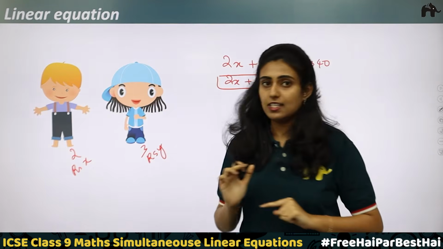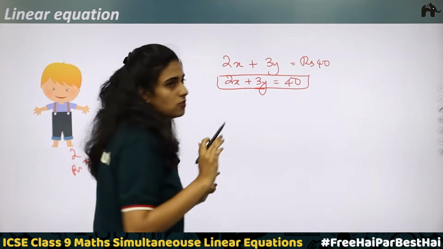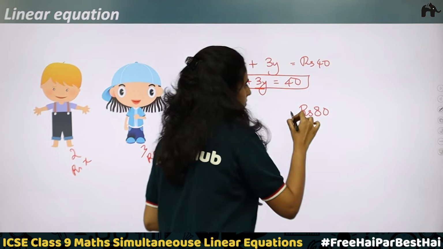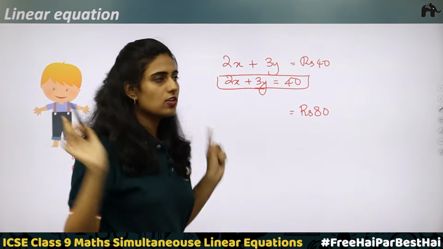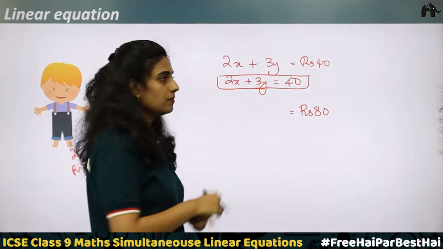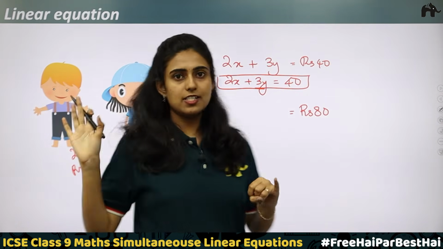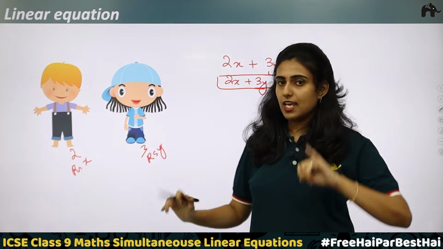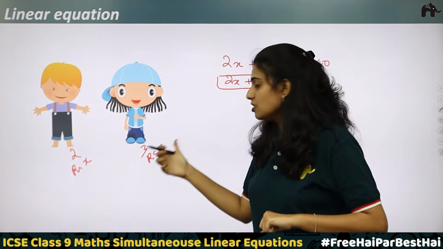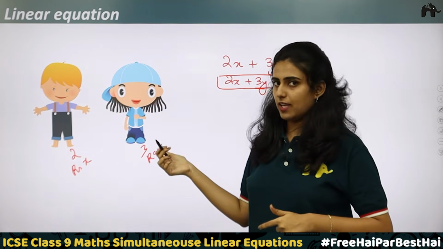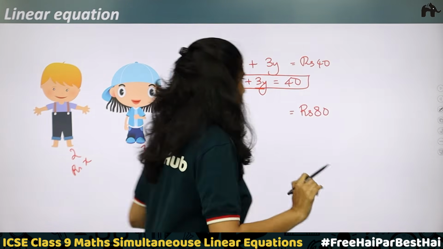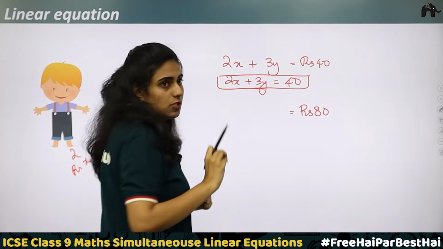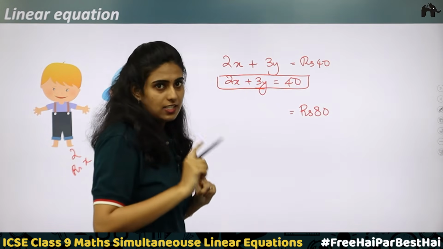But in that case, the total cost of the chocolates is rupees 80. We know the same chocolate is being bought by the boy and the girl. The price of one chocolate is rupees x in the case of the boy, and the price of one chocolate bought by the girl is rupees y. Here, the total cost has increased, which means the number of chocolates bought by the boy and girl has changed.